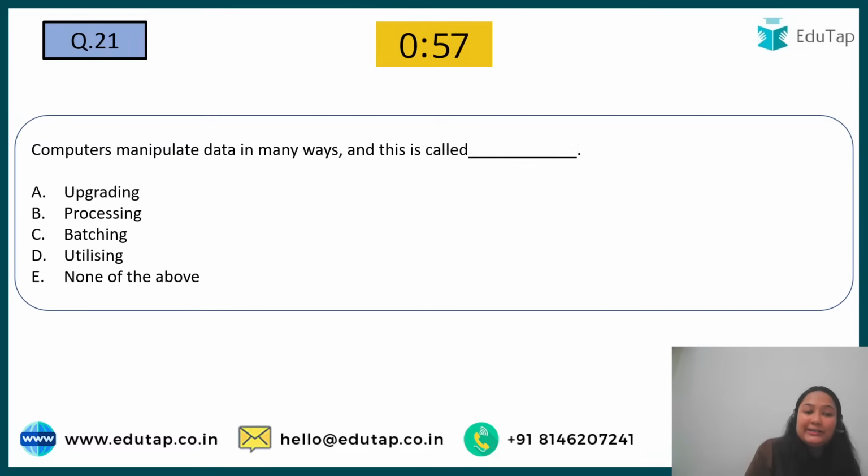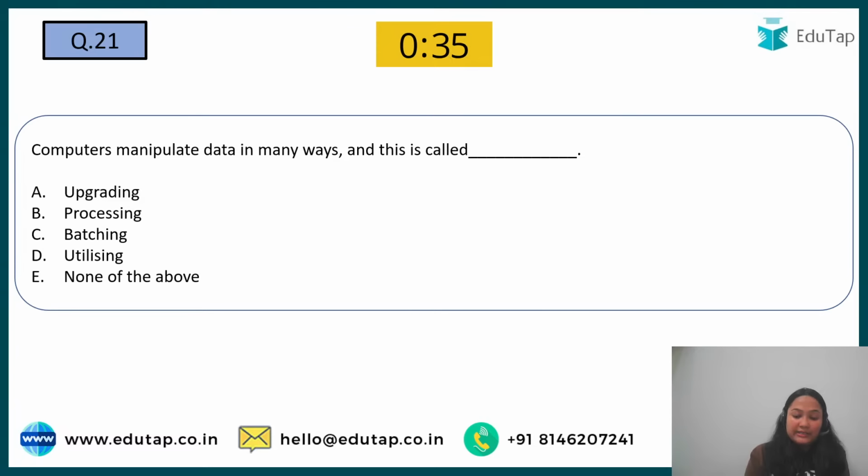Computers manipulate data in many ways. This is called as what? Very easy question. And NABARD, mind you my friends, NABARD sometimes gives you questions of this level. So it is not like you are doing this question and it will not be asked. NABARD will be giving you questions of this level. Is it upgrading? Is it processing? Is it batching? Is it unlisting? Or is it none of the above?